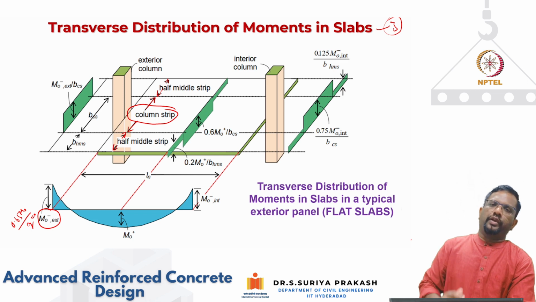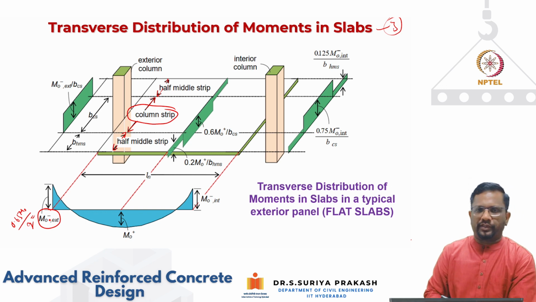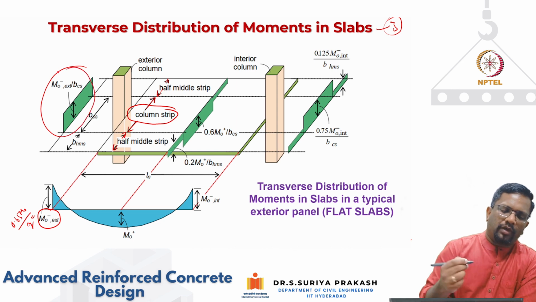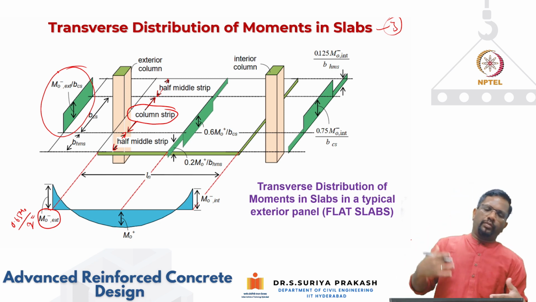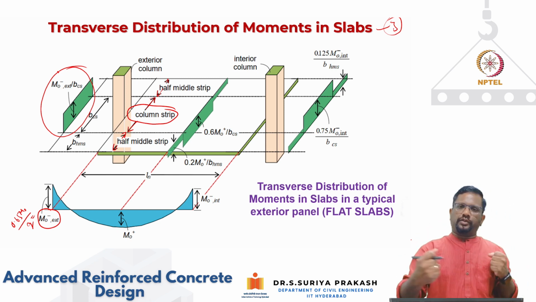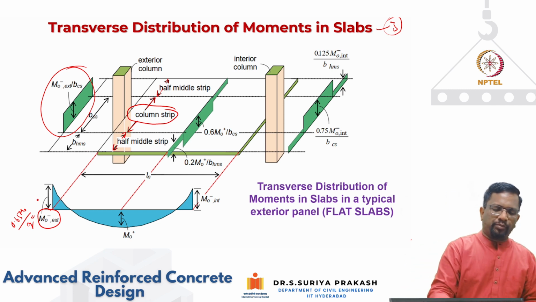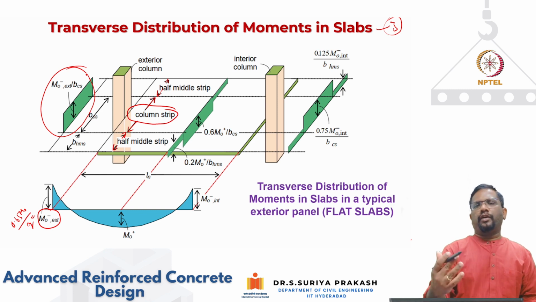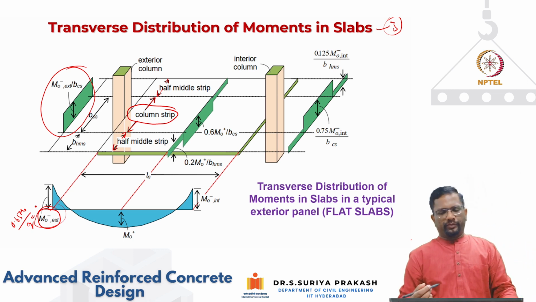If you look at the transverse distribution, what the code is saying is that whatever M naught exterior you get for the exterior support of the exterior span, you put all of it in the column strip only, because that is the region that is going to be very stiff. The moment you move away from the column strip, the stiffness drops significantly and it is not really going to take any load. So the code says you put all the support moment at the exterior location only in the column strip. The column strip is going to take 100% of this M naught exterior. That is an assumption, and a reasonably good one.